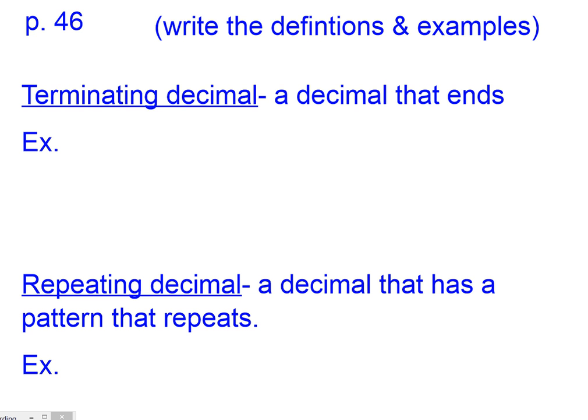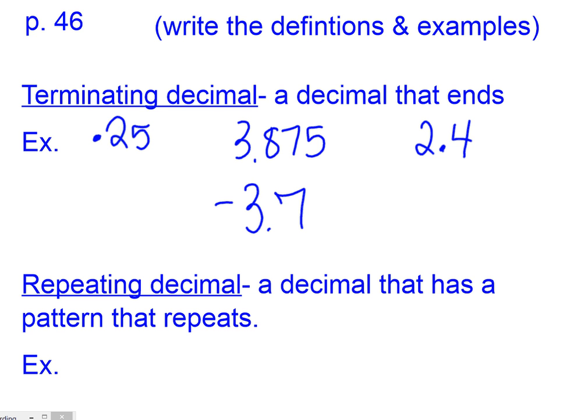On page 46, now we're looking more into the different types of decimals. There are two types. There's terminating decimals and repeating. A terminating decimal is a decimal that ends. If you speak Spanish, terminar means to end. So think about a decimal that stops. For example, 0.25 is a terminating decimal. 3.875 is terminating. It stops. 2.4, negative 3.7. These are all terminating decimals, and there's a clear end.